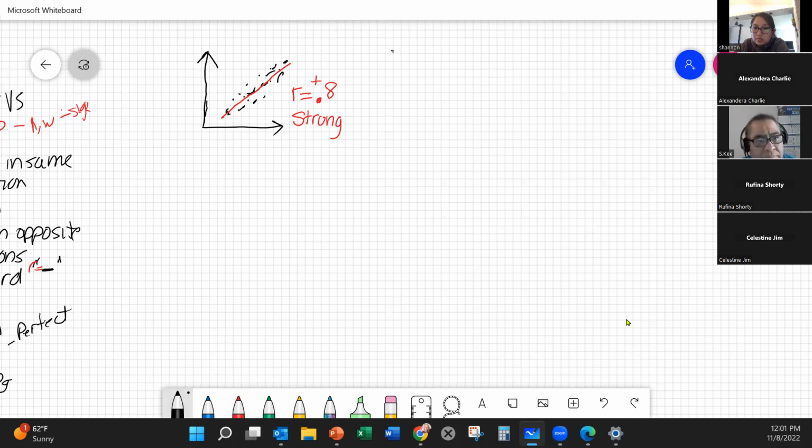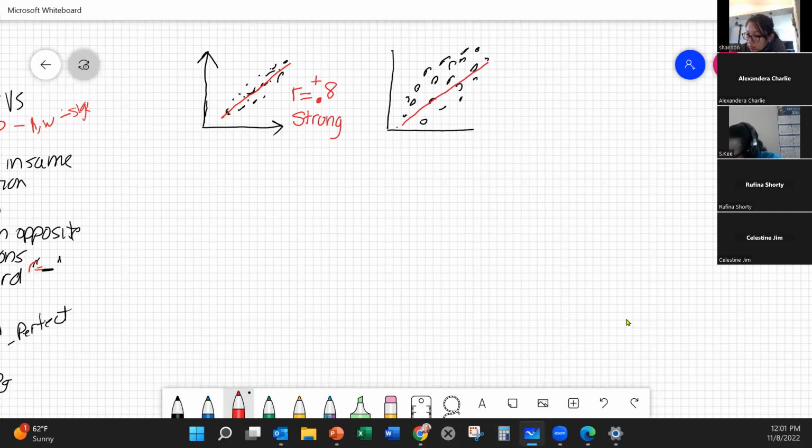If we have something that looks like this, here's our line. We can see that it's positive. I didn't draw the line quite well. R equals, I won't put a sign because it's positive. This might be in the 0.5 area, and we would consider this a moderate. This is a low moderate, probably the way I drew it.